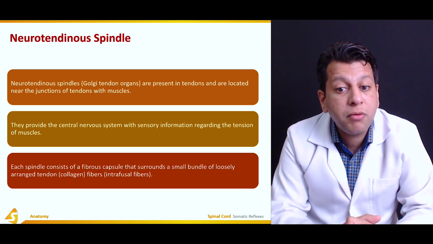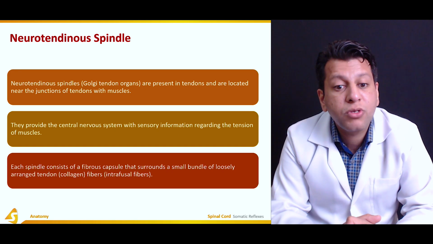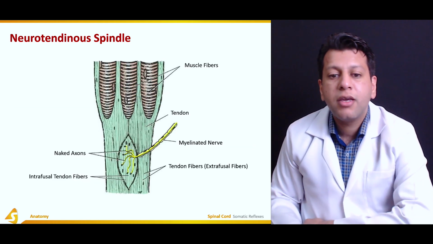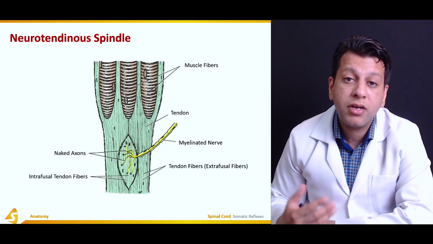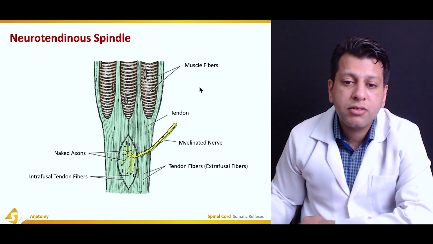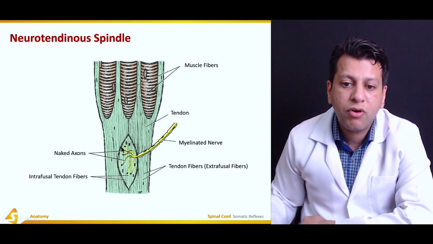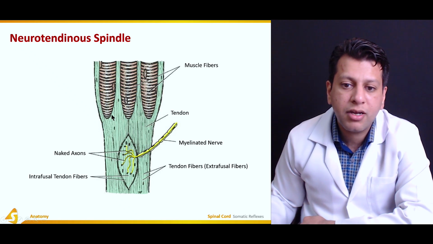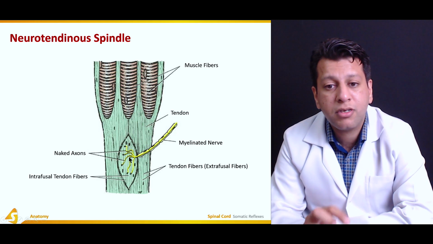Each spindle consists of a fibrous capsule that surrounds a small bundle of loosely arranged tendon or collagen fibers called intrafusal fibers. Similarly, in the neurotendinous spindle, you have intrafusal fibers arranged in a thin collagen capsule, while those outside the capsule are called extrafusal fibers. These are the naked axons which form the neurotendinous spindle. These are the muscle fibers which eventually attach onto the bone in the form of a tendon. And this is the myelinated nerve coming in.